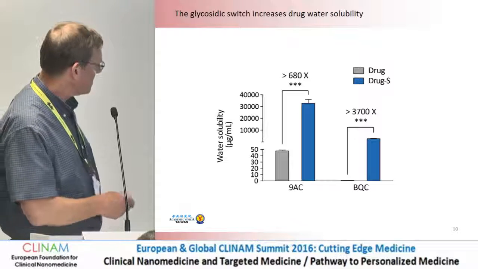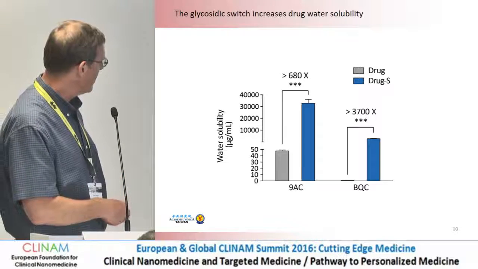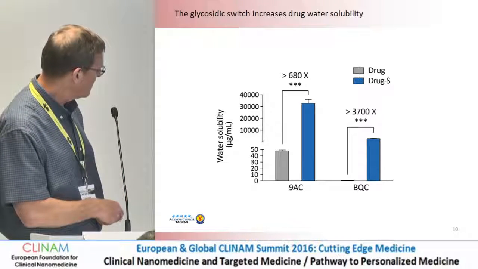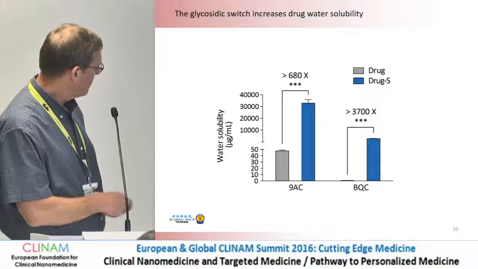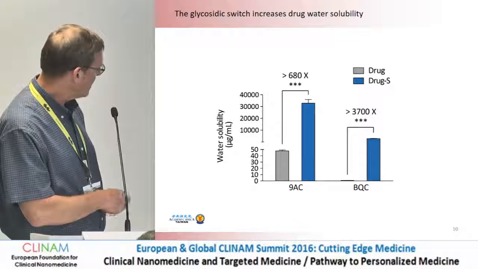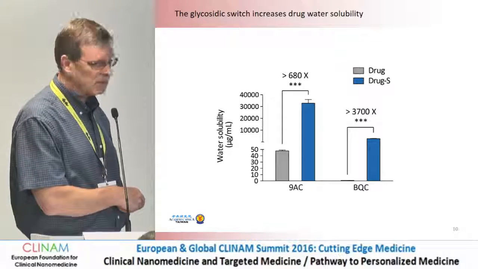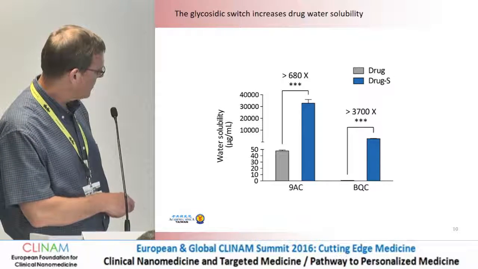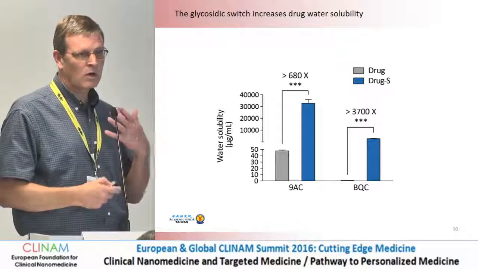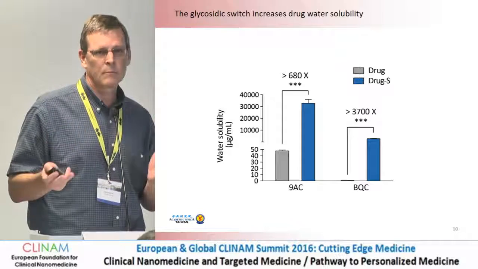And this just shows the original drug, water solubility increases a lot. So for the first case, 9-aminocamptothecin, when we put the tag on it, the solubility increases about 600 times, and for the other case, increases about 3,000 times. So this is the water-soluble form. We really increase the water solubility of the drug.